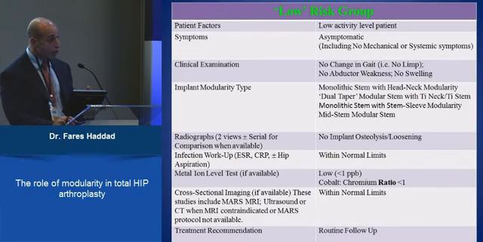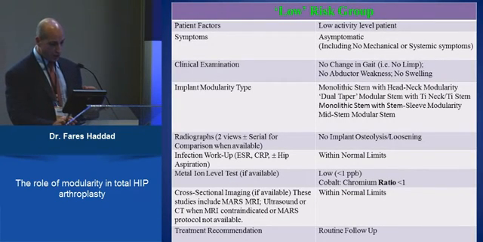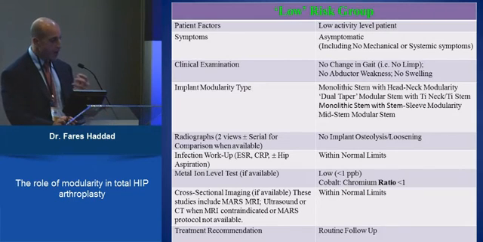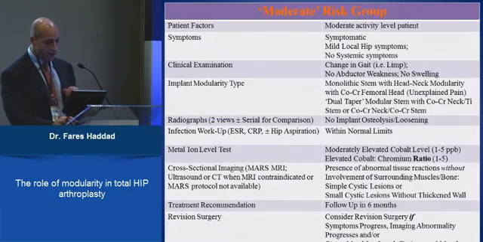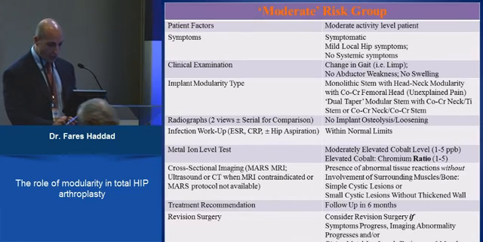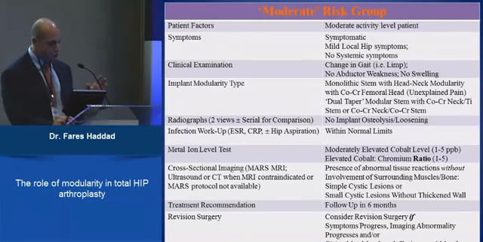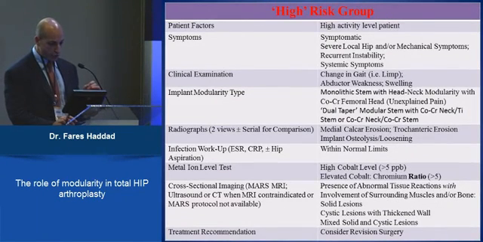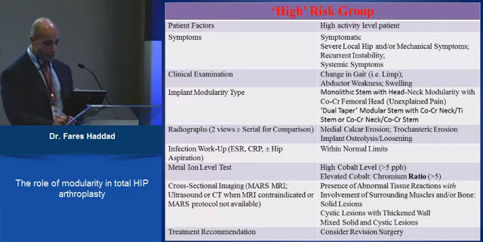So there are some low-risk modular groups when you have, for example, titanium on titanium with low metal ions and nothing bad on MRI. There are some moderate risk groups, particularly cobalt chrome on titanium or cobalt chrome on cobalt chrome, with moderately elevated levels, and you can see some abnormalities on MRI scan where you need to monitor, if not revise. And then there is the high-risk group, which you see particularly with cobalt chrome on titanium, where you see the high cobalt chrome ratios in the blood.